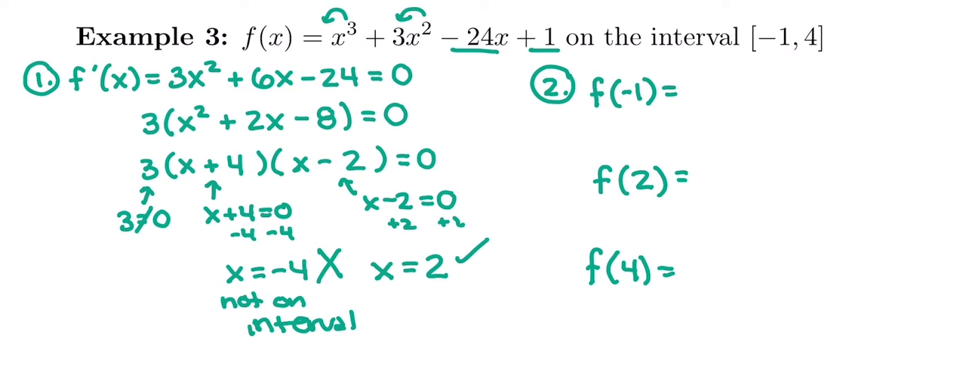If we plug in -1 to this big original function, we do -1 cubed plus 3 times -1 squared minus 24 times -1 plus 1. Plug into our long original function, we get 27. I do the same thing. I'd plug in 2 to the original function, and that gives me -27. And then if we plug in 4 to the original function, we're going to get 17.